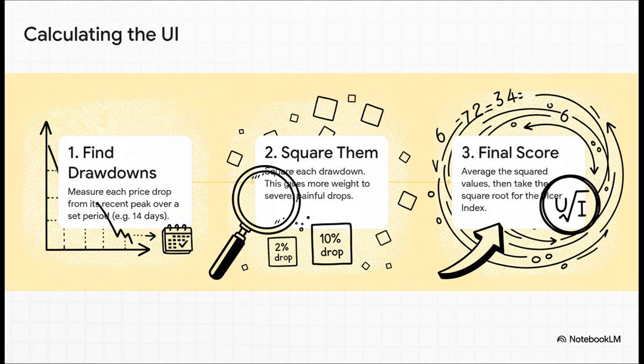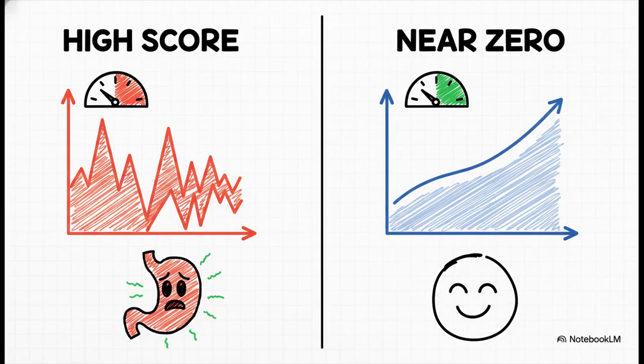Next, and this is the genius part, it squares each of those drawdown numbers. So a little 2% dip becomes a 4, no big deal. But a scary 10% drop, that gets squared into 100. See how it amplifies the pain? Finally, it just averages all those magnified pain numbers and takes the square root to give you one simple final score. And the best part is, understanding the score is a piece of cake.